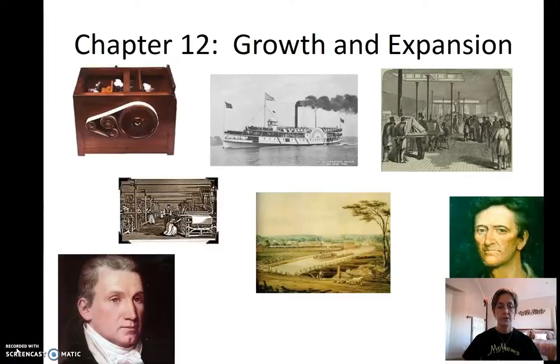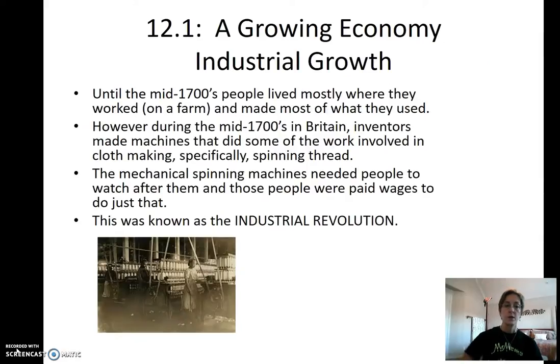All right, students, today we are going to work on the Industrial Revolution, beginnings of it. And so it led to a lot of growth and expansion in our country. All right, until the mid-1700s, people lived mostly where they were and didn't move around too much, on farms mostly. But during the mid-1700s, like right before the Revolution, French and Indian War, people started moving west, and you knew that because that's part of what caused the French and Indian War.